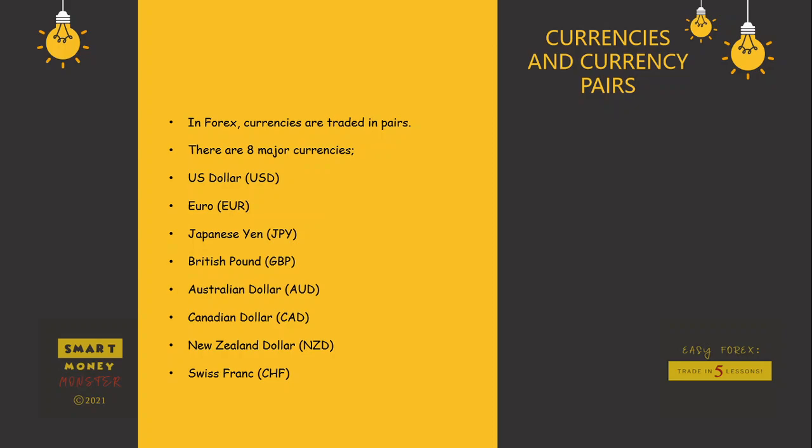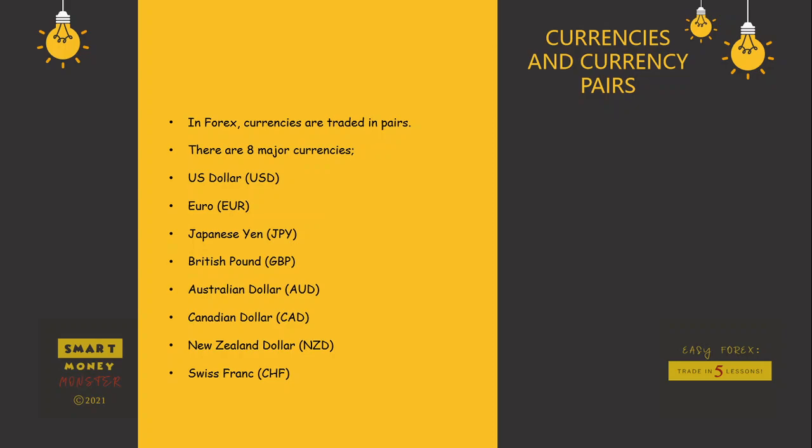Now, there are eight major currencies. The US dollar, the euro, the Japanese yen, the British pound, Australian dollar, Canadian dollar, New Zealand dollar, and Swiss franc, right?